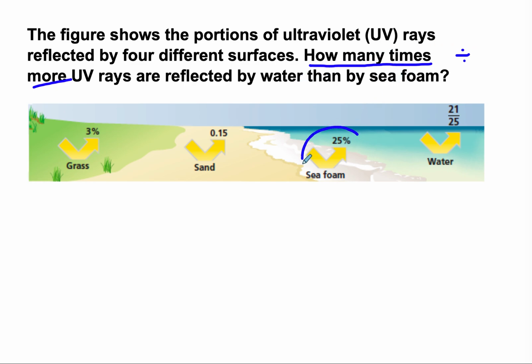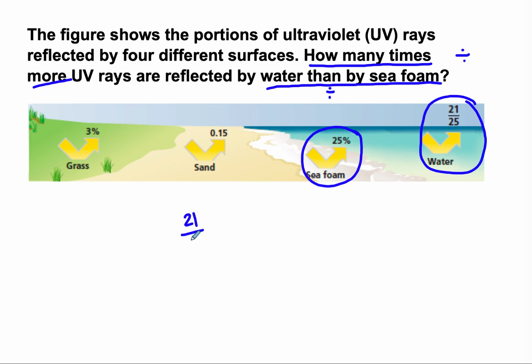All right, so we're comparing water and sea foam. Sea foam's 25%. Water is 21 over 25. And I need to figure out how many times more. And I'm going to divide in the order that they give us here. Water first, divided by our sea foam number. So I have 21 25ths divided by 25%.